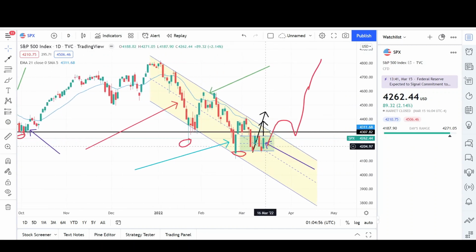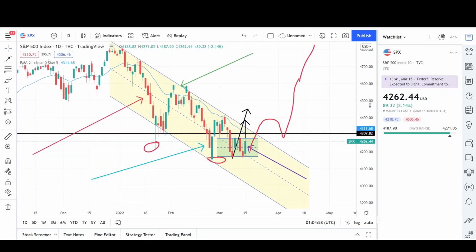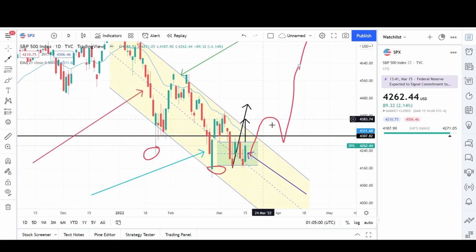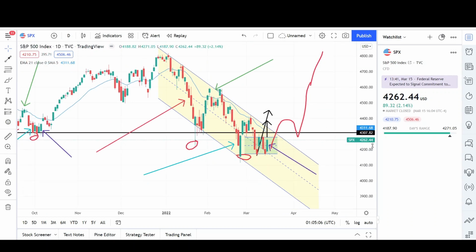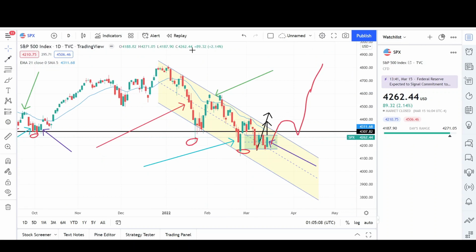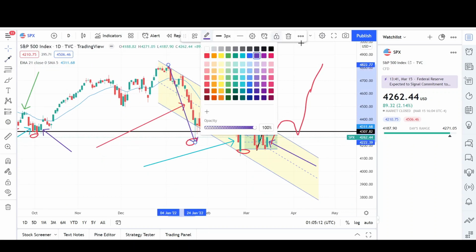I'm seeing possibly a failed breakout on the top side of this consolidation pattern, just to trap in longs, and then they're probably going to reverse the market strongly. So either way, I'm still looking at lower price targets. My target is at the $4,000 level, or the $400 level for the SPY.